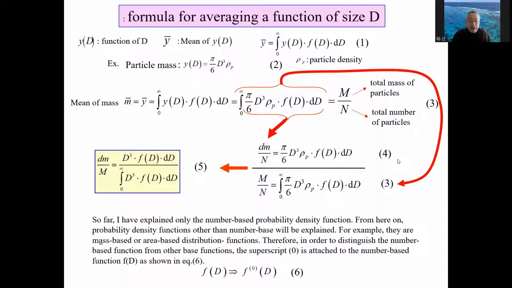So far, I have explained only the number-based probability density function. After this page, probability density functions other than number-based will be explained. They are mass-based and area-based distribution functions. Therefore, in order to distinguish the number-based function from other based functions, the subscript 0 is attached to the number-based function fd as shown in equation 6.